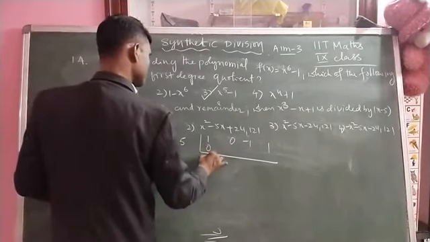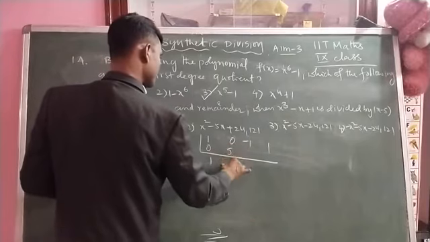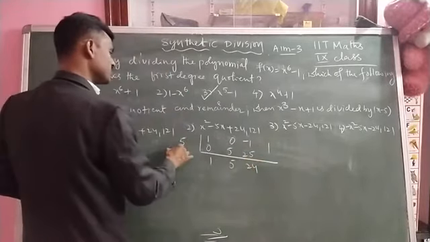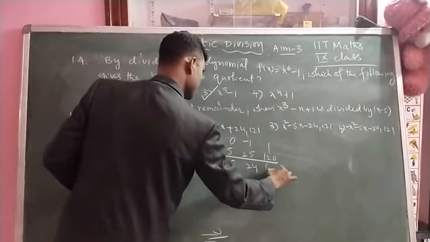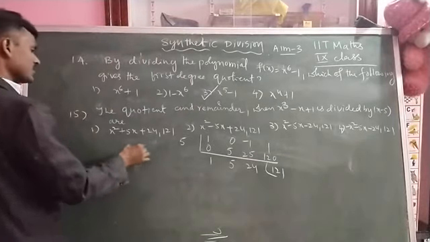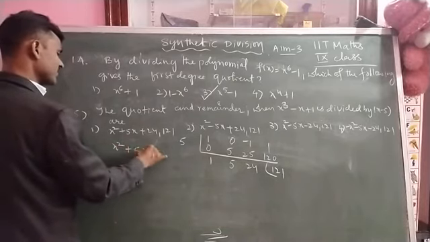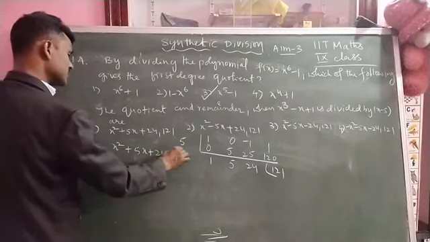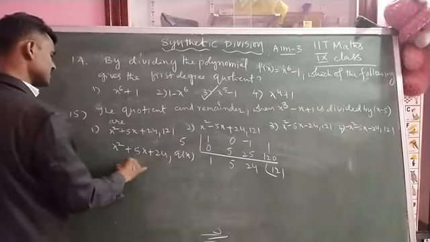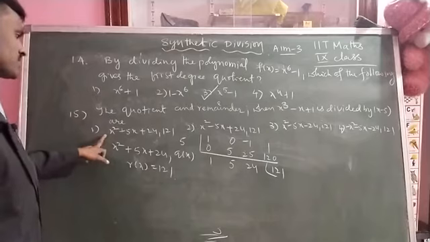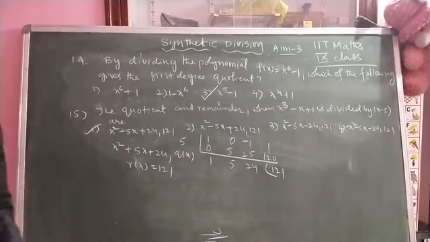Then this is 0 and 1. Here 5 into 5, 25. 25 means here 24. 24 into 5, 120. Here this is the remainder, 121. Now the quotient is x square plus 5x plus 24, and this is q of x, and the remainder r of x is equal to 121. See here, this is the first option. Note down.